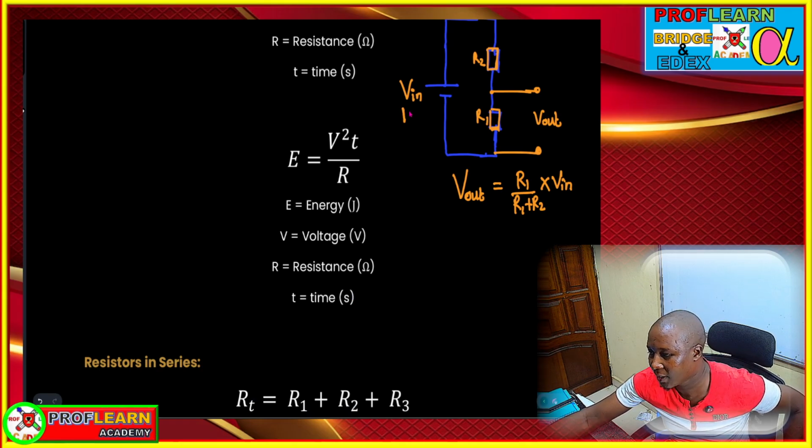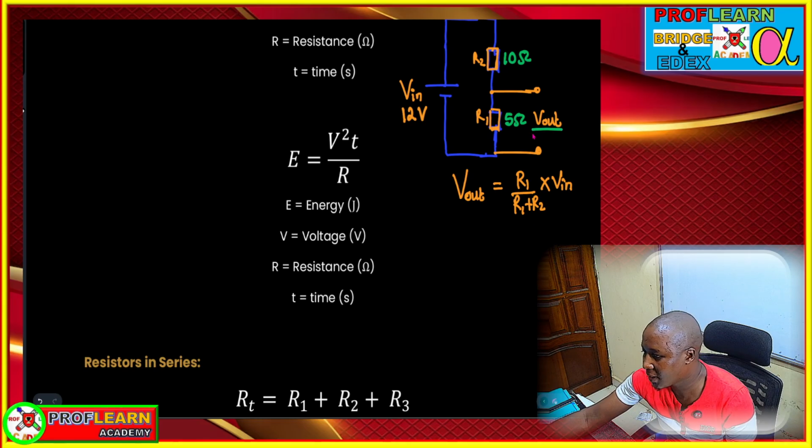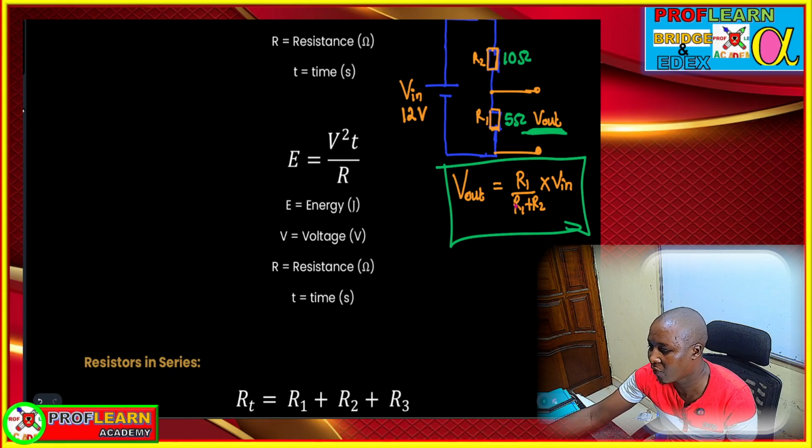Now, for instance, let's say this is 12 volts, and then we have a resistor here which is 10 ohms, and down here you have 5 ohms. So if they are asking you the voltage that is tapped out, V out, you are going to say V out is equal to R1 over R1 plus R2 times V in. V in is the input voltage here.